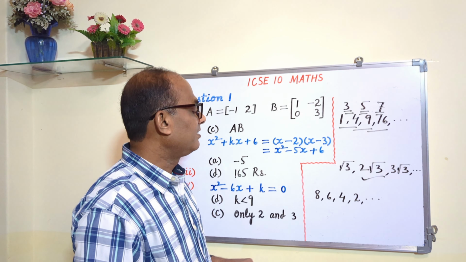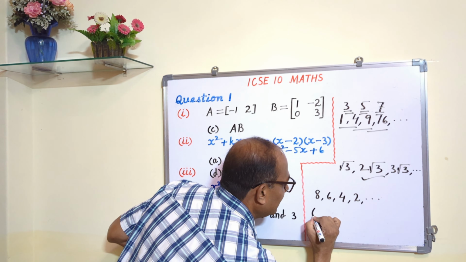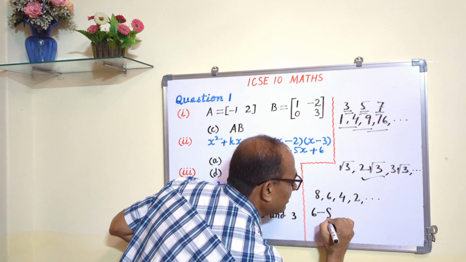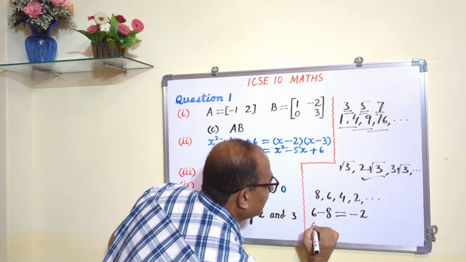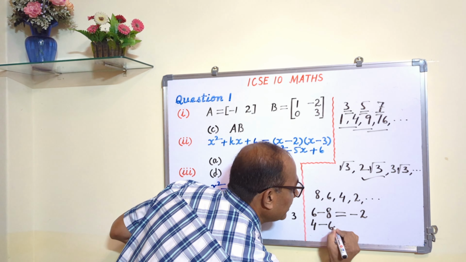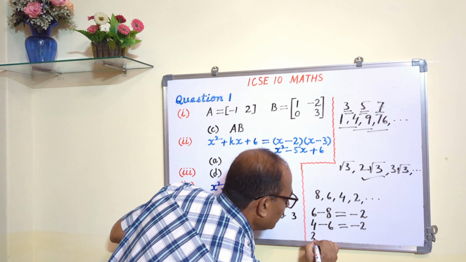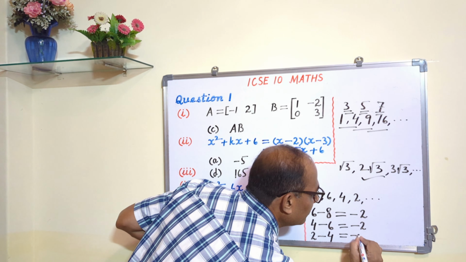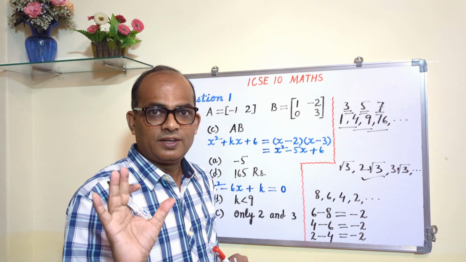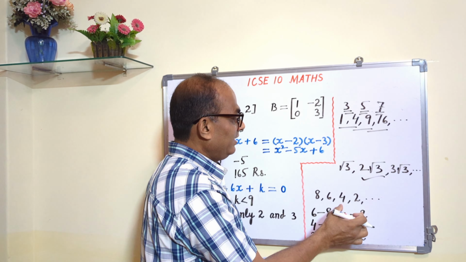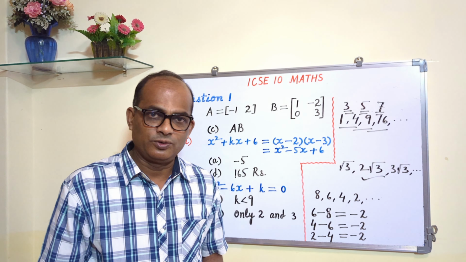Now let's see this one. Difference between any two consecutive terms: 6 minus 8 is minus 2. Then 4 minus 6 is again minus 2. Then 2 minus 4 is again minus 2. So every time you are getting minus 2, a constant quantity. Therefore this is an AP. That means second and third are arithmetic progressions.